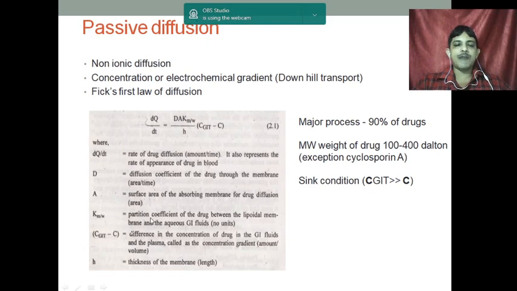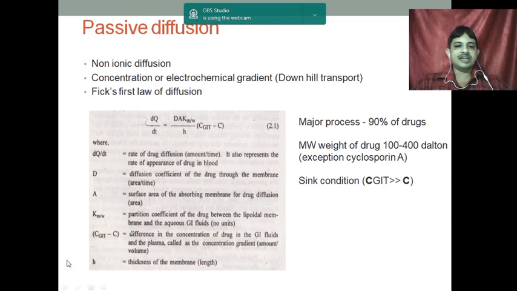Km/w is the partition coefficient. It is the partition coefficient of the drug between the lipoidal membrane and the aqueous GI fluid. What does it mean? It is the partition coefficient between lipid and aqueous, because the membrane is lipophilic in nature, as we have already told.